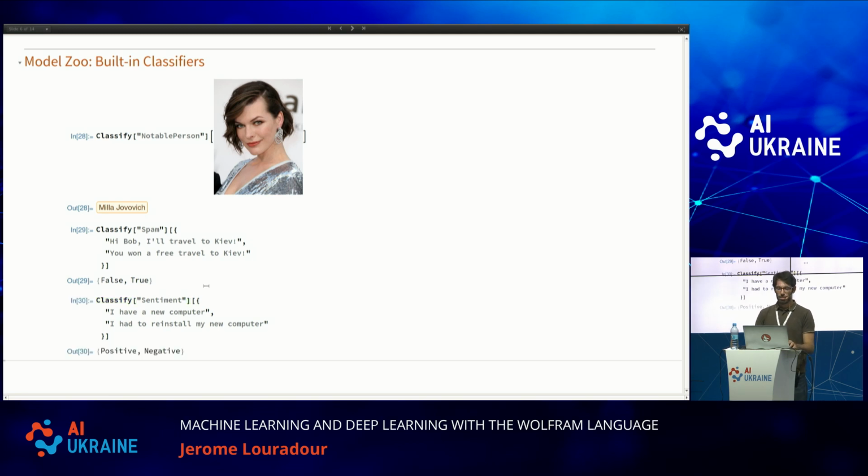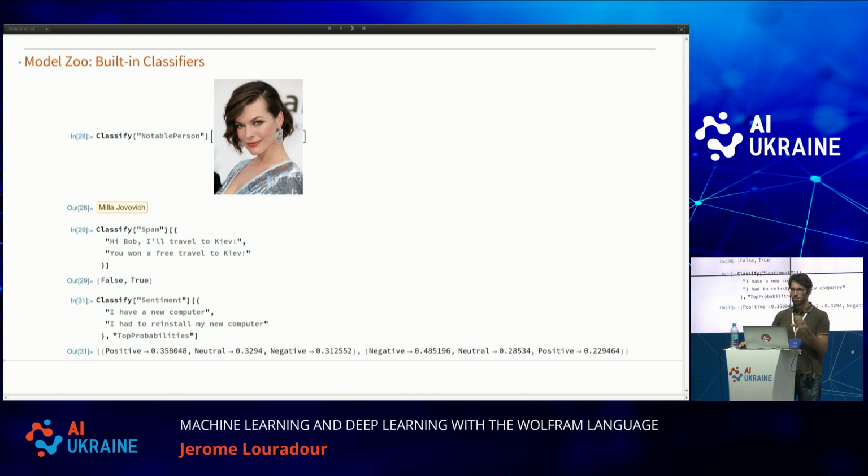There is, of course, sentiment analysis also, so you input a text and it's outputting a class. I can ask, by the way, for some other properties. I can have the output probabilities. Of course, it's useful for many applications to have a confidence score on the answer.